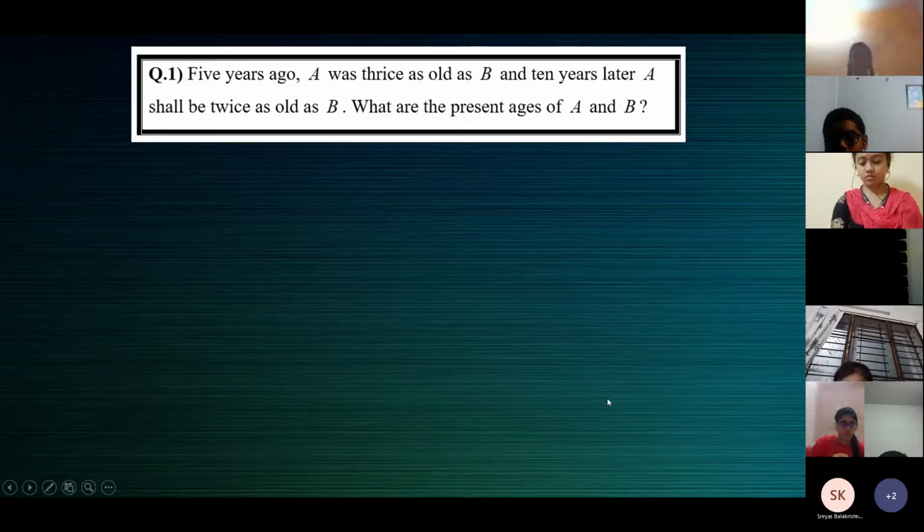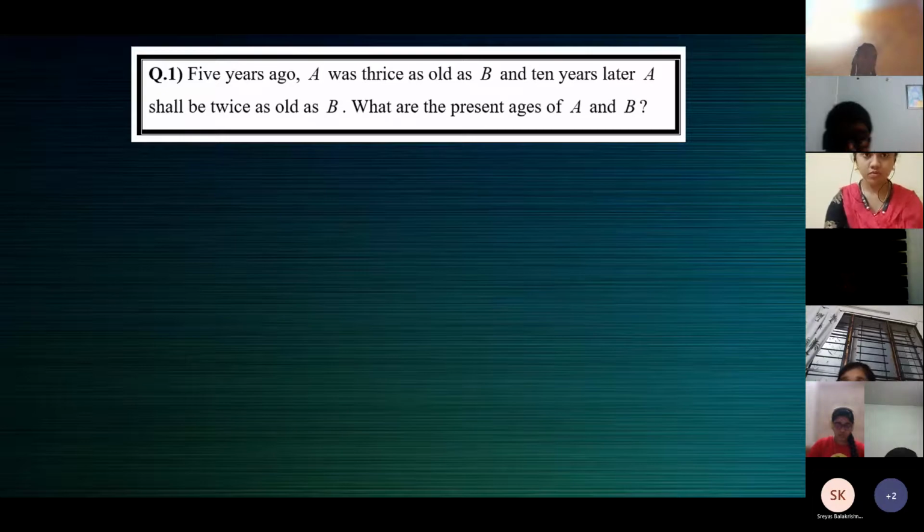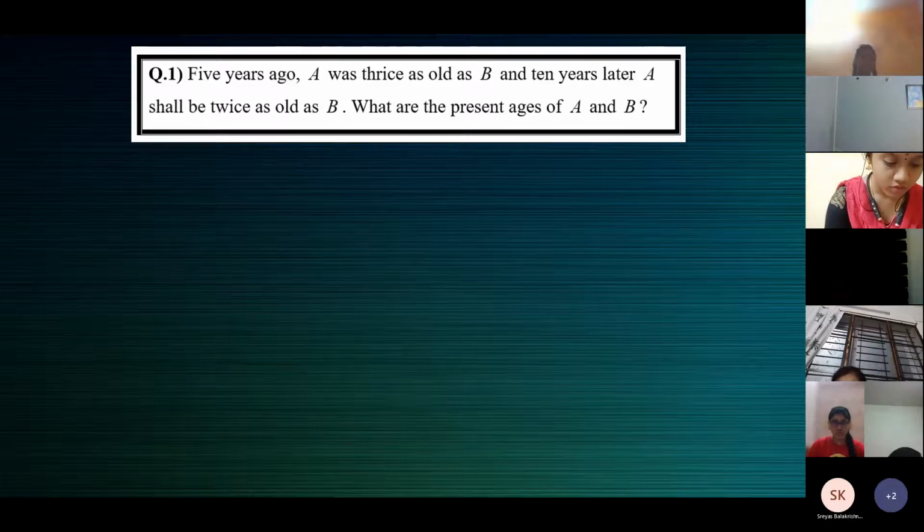All right, children, let's continue solving word problems from this chapter, linear equations. So here is your question. 5 years ago, A was thrice as old as B. And 10 years later, A shall be twice as old as B. What are the ages of A and B?